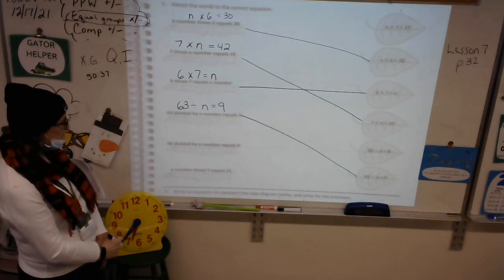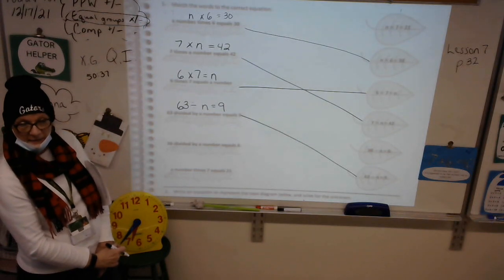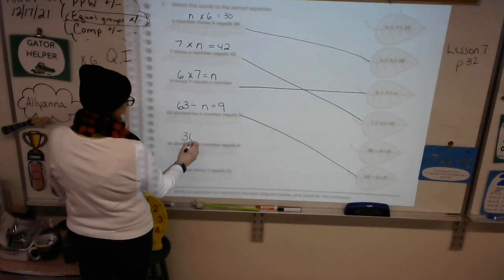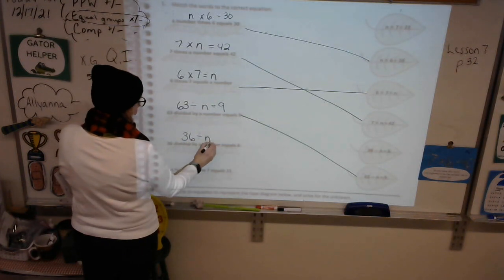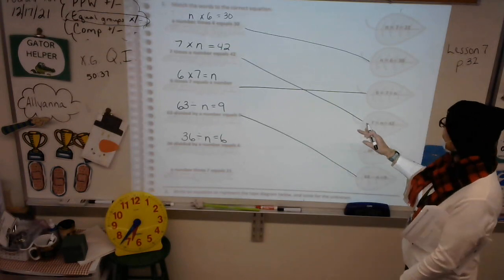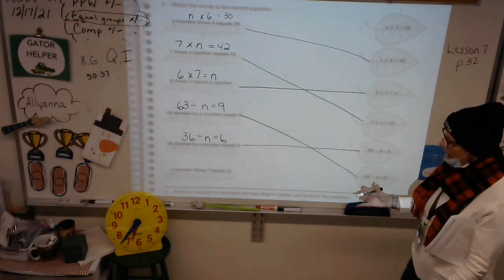Okay, the next one, 36 divided by a number equals 6. Who can recite that with n in the number sentence for me? Derek, go ahead. 36 divided by n equals 6. How many people got 36 divided by n equals 6? And if we look for that leaf, we're going to find it, right across from it, right? And then the last one, everybody.